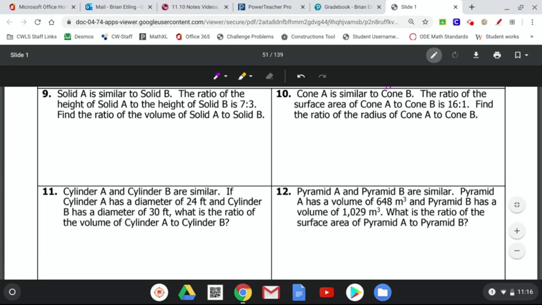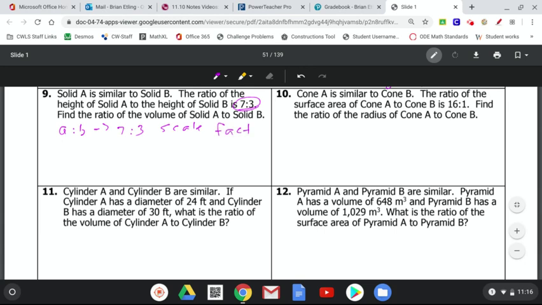The ratio of the height of solid A to the height of solid B is 7 to 3. Find the ratio of the volume from solid A to solid B. Basically, for this one, very straightforward. We know that the ratio of the height, well, that's going to give us basically 7 to 3. That's the scale factor, okay? So that's our A to B, okay? Our A to B is this 7 to 3. So that is our scale factor.